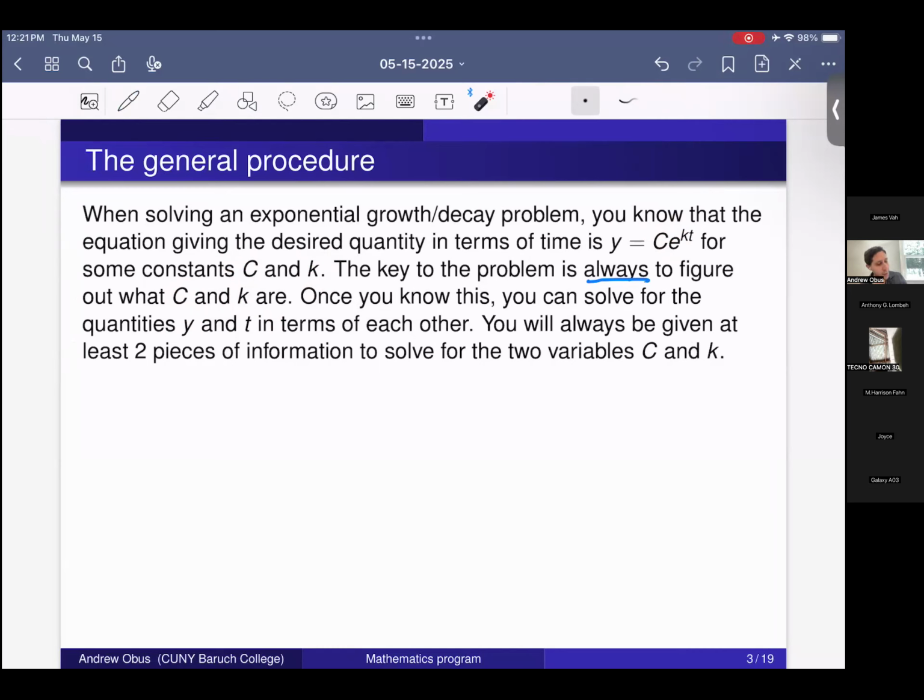Now, what's hard about these problems is that there are two things that you need to figure out. You need to figure out c, and you need to figure out k. Okay, and in order to figure out those two pieces of information, you're always going to need two pieces of information in the problem. So anytime you have a problem like this, you're always going to be given at least two pieces of information, because that's going to give you two equations, one of which will let you solve for c, and the other of which will let you solve for k. Okay.